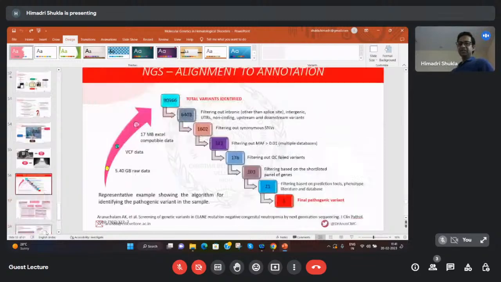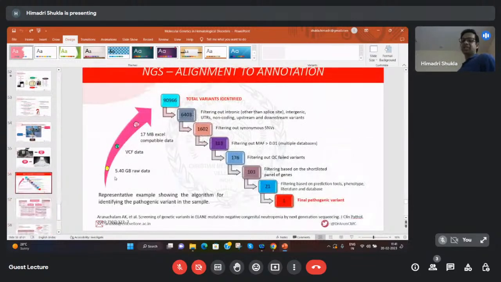So what does this mean? So this is what happens. At the end of the bioinformatics, this is from an exome sequencing. Okay, so we have somewhere around 5 to 6 GB of data generated from a single sample if you do an exome sequencing. And once we run it through the bioinformatic pipeline, we get around 90,000 variants. Each SNV will be shown as a hit. So we'll get somewhere close to 90,000 hits.